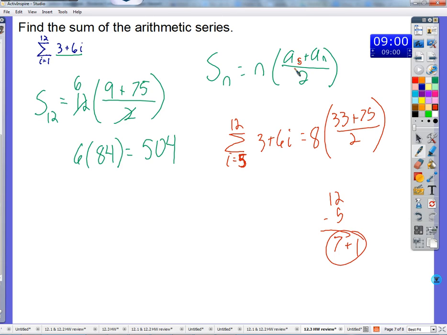Sequences, arithmetic series, finding the formulas, finding the sums. Good. That's the hope. I hope that as we go over these more and more times, it makes more and more sense.